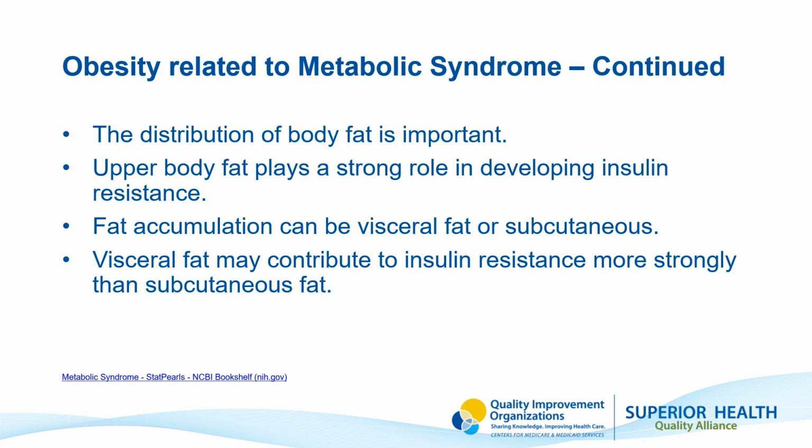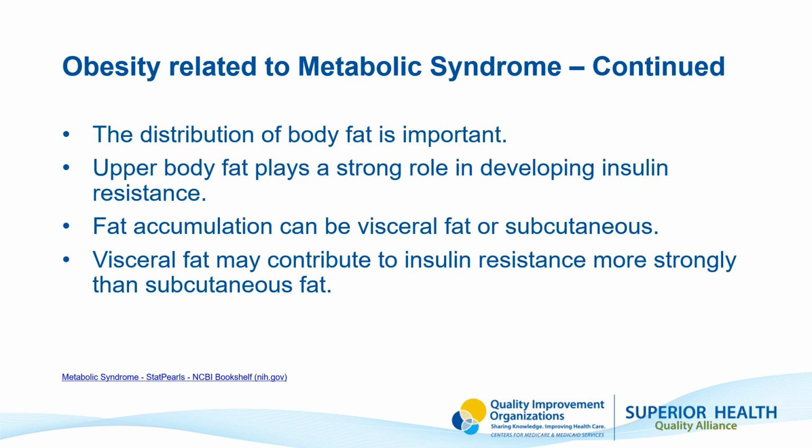The distribution of the body fat plays a role. The picture that I would like for you to see in your head is the body shape. Is it more like an apple or a pear? The apple-shaped patient carries their weight in their midsection, putting them at a higher risk than the pear-shaped person. However, both are known to play a role in the development of metabolic syndrome. Upper body fat plays a strong role in developing insulin resistance. Again, that's the apple body shape. And that means your weight is pushing up on your diaphragm and affecting your sleeping and your breathing.